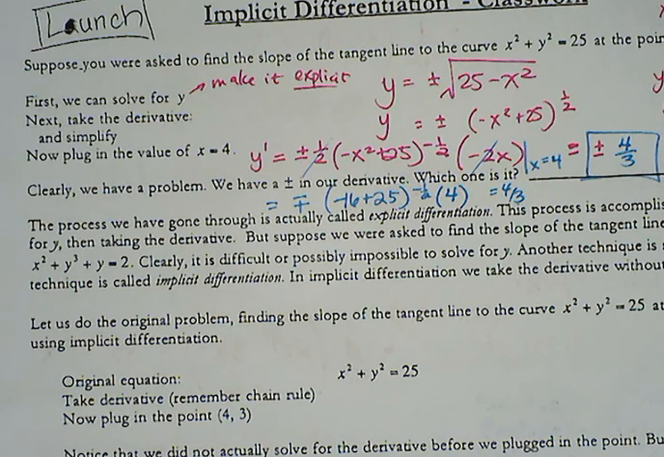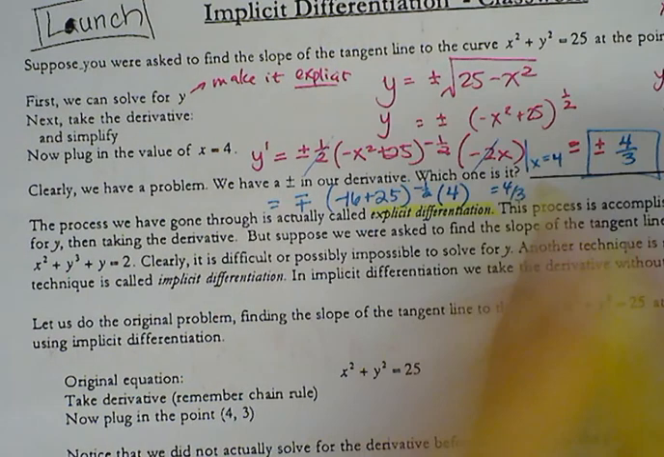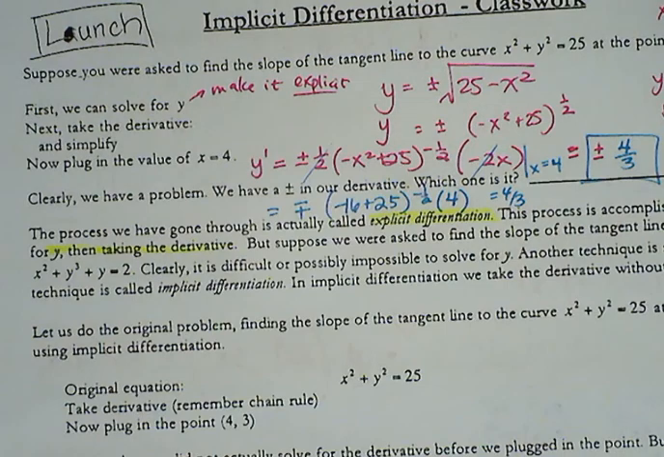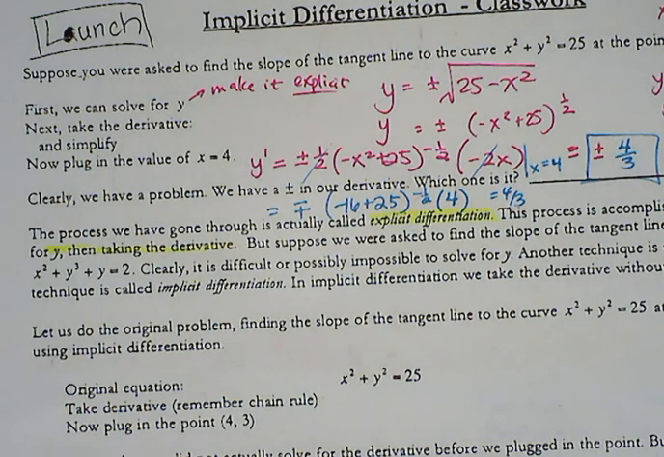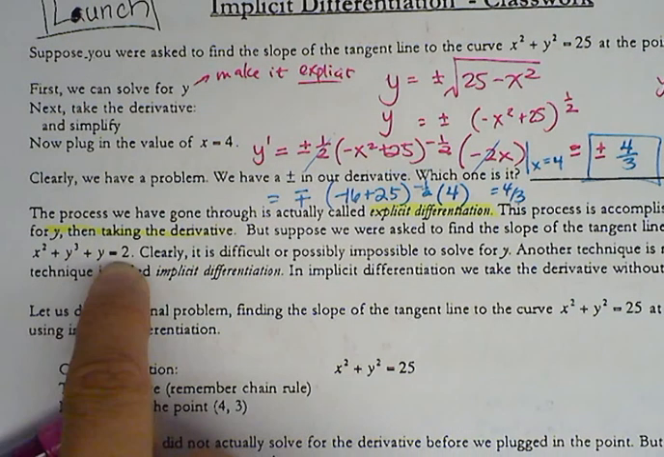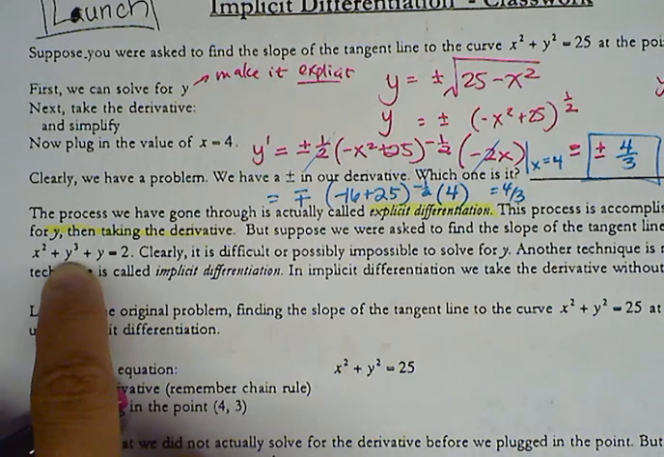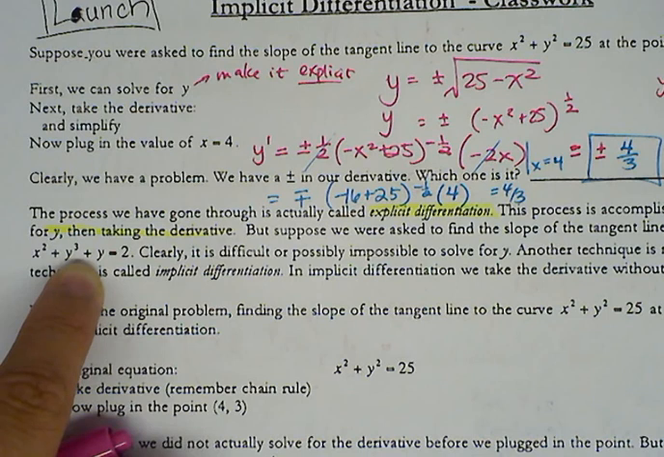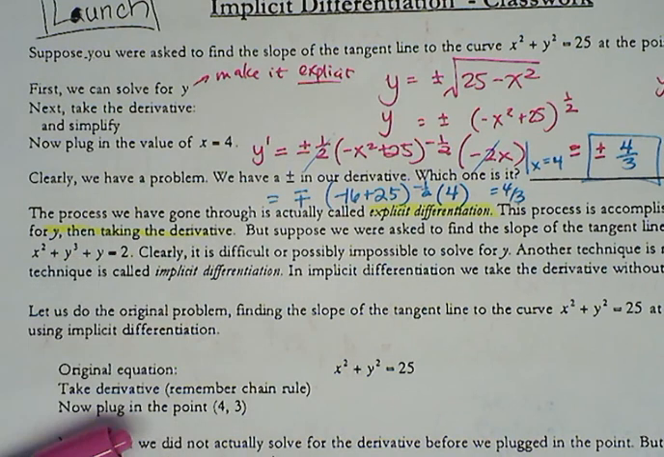Right? Okay, so the process that we have gone through is actually called explicit differentiation. We just explicitly differentiated. What does that mean? This process is accomplished by first solving for y, then taking the derivative. But suppose we were asked to find the slope of the tangent to the line of x squared plus y cubed plus y equals 2. Clearly, it is difficult or even perhaps impossible to solve for y. Do you guys know how you would go about solving for y right here? Because how do you factor that? It's really complicated. So another technique is needed, and that is called implicit differentiation.